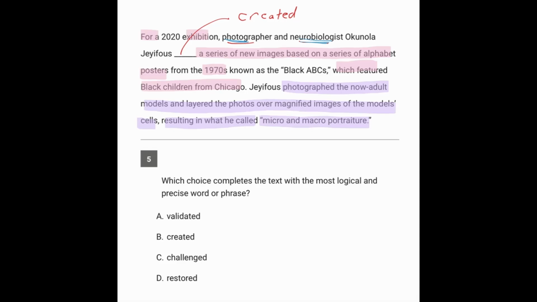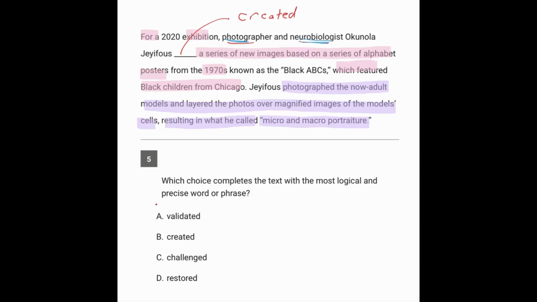But if you're too zoomed in and overly focused in the beginning, what you'll miss is the most important thing, which is the overall main idea. Here, it's nice and easy. This photographer and neurobiologist created this series of images. So let's go ahead and look at the answer choices.